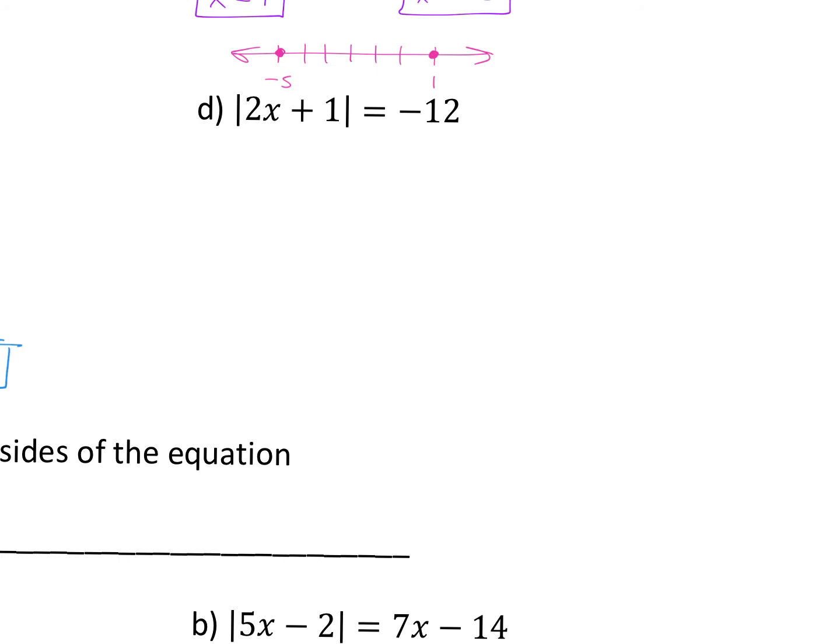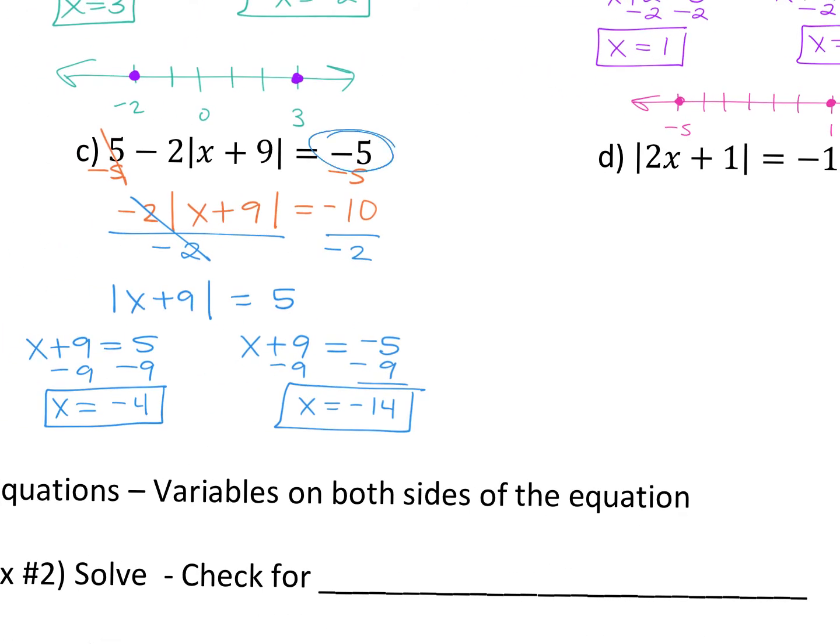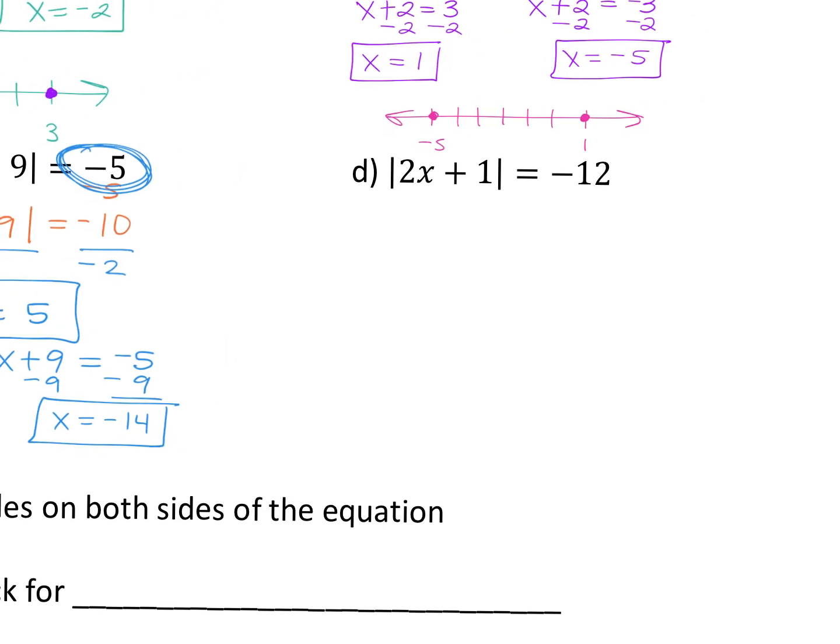Absolute value of something can't equal a negative. Now be careful, because the one before it looks like it did, right? Why was this one okay to do? Because it had numbers of values. By the time you isolated, it wasn't equal to a negative. So once isolated, if it equals a negative, it is impossible. Therefore, there is no solution.